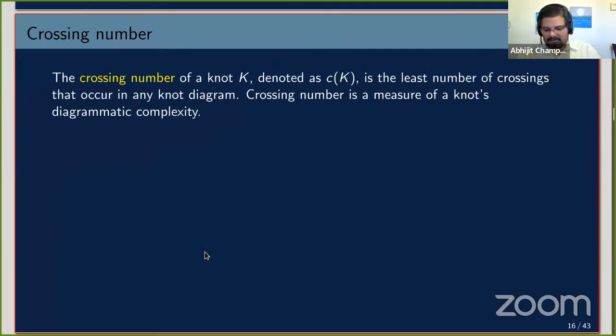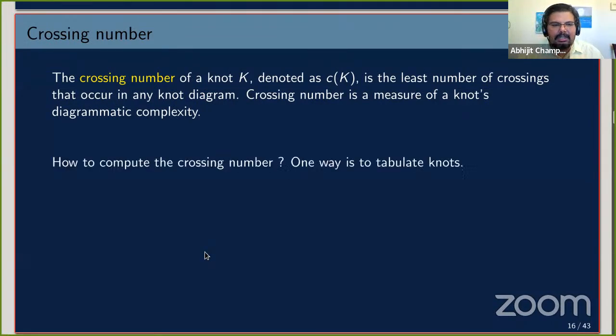So here is the first, simplest knot invariant, which is the crossing number. It is defined as the least number of crossings that occur in any knot diagram. So you take a knot, you look at all the diagrams, and you minimize, looking at the minimum number of crossings. It's a measure of a knot's diagrammatic complexity. But you right away see that this is tricky.